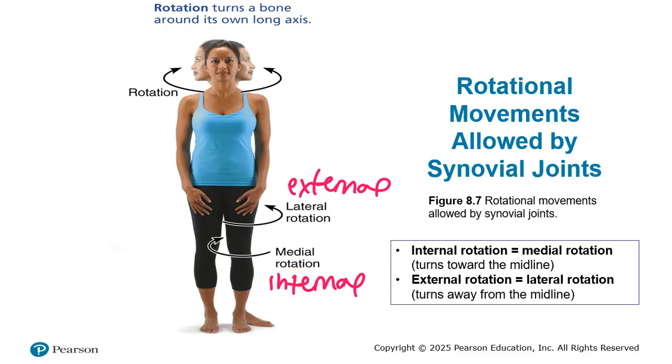Now, rotation just means that you're turning a bone around on its own axis. What is this common with? Our good old cervical vertebrae, C1 and C2, the atlas and the axis, right? Those cervical vertebrae allow you to move your head and twist it from left to right, left and right. That's going to be a portion of rotation, okay?